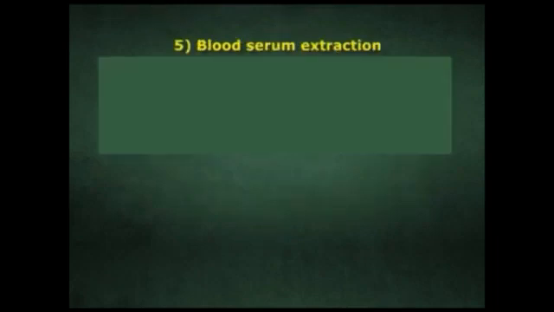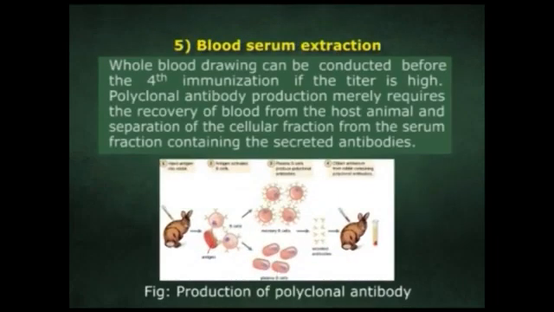Next is blood serum extraction. The whole blood drawing can be conducted before the fourth immunization if the titer is high. Polyclonal antibody production merely requires the recovery of blood from the host animal and separation of the cellular fraction from the serum fraction containing the secreted antibodies.